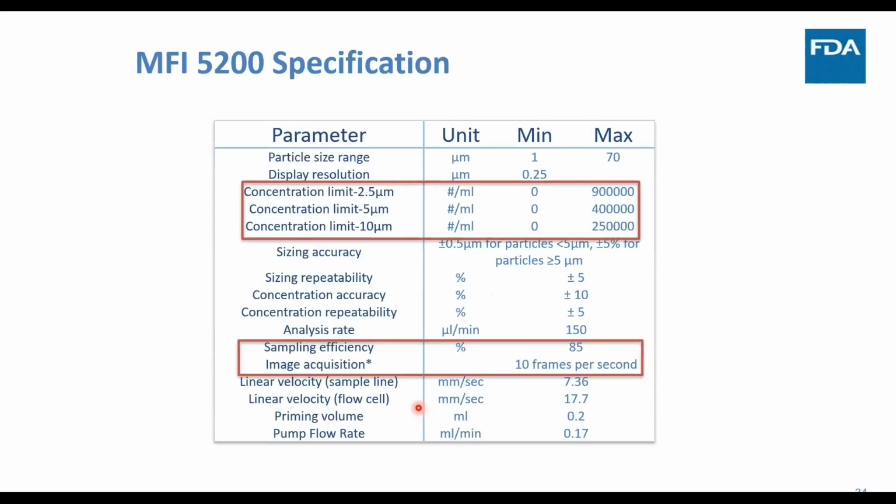This is the specification from the MFI, given as concentration limits, sampling efficiency, and image acquisition rate. As I said, the image acquisition rate of frames per second that is captured impacts our sampling efficiency. And then we have our concentration limit. If you compare this to light obscuration, realize that we are looking at almost 900,000 particles per ml as compared to only 15,000 particles per ml in our size range for light obscuration. And the maximum is way higher at the lower concentration.